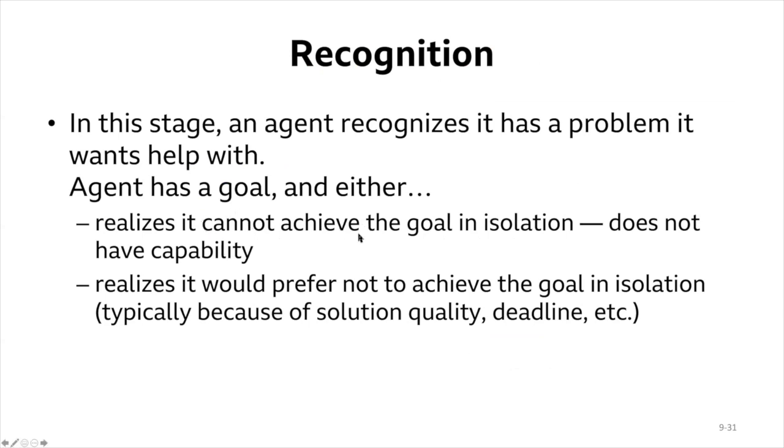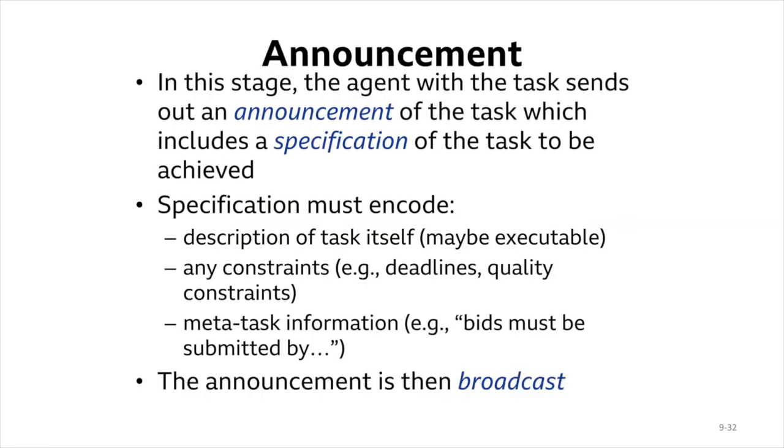Either it realizes that it can't get its goal achieved in isolation. You want to clear the stairwell, but you don't have the capability to do it on your own, or it can do it on its own, but it would prefer not to, typically because of solution quality, or there isn't enough time to do it on your own, and so on. In other words, you'd get a better outcome through a cooperative solution. Okay, so this is the recognition that one agent has.